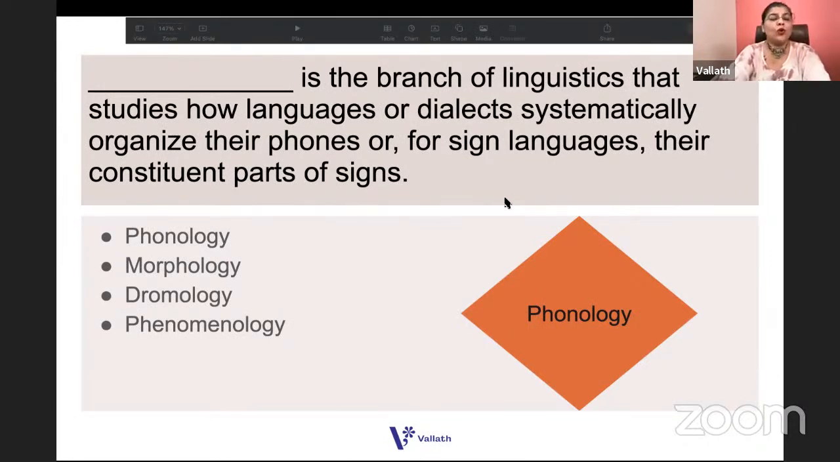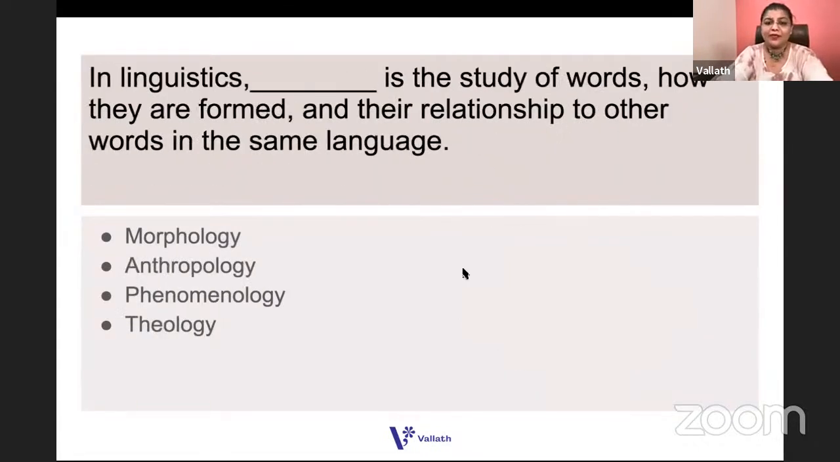To study linguistics, not only should you study and mug up all these points that I'm telling you, you should also read a little on your own about sign languages, dialects, and all other aspects.